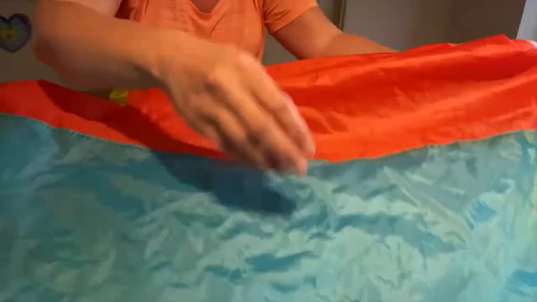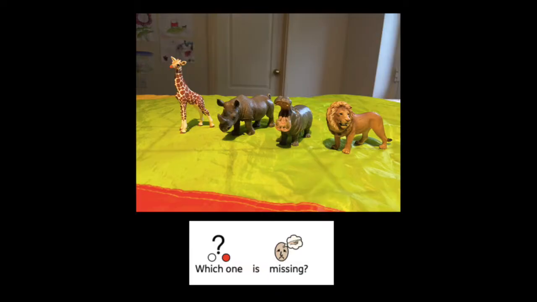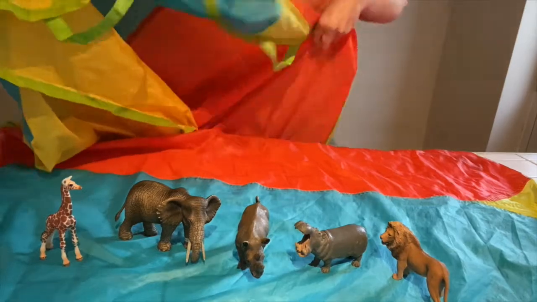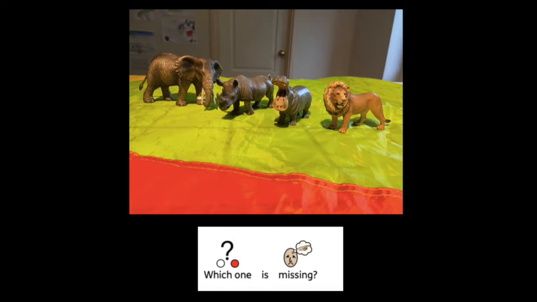No peeking. Which one is missing? That's right, it was the elephant. No peeking. Which one is missing? That's right, it was the giraffe.